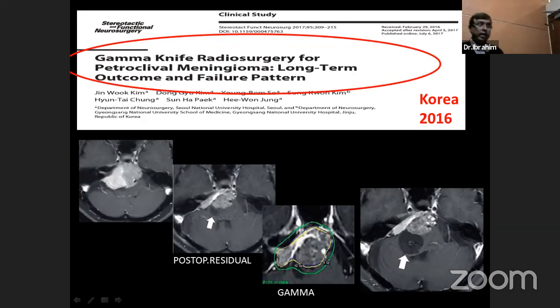Then they said, well, let's do surgery. This is a big tumor. They would blame us if we treat this big tumor. So let's do surgery, remove part of it, and the rest we will give gamma knife. What is the end result? Very bad.